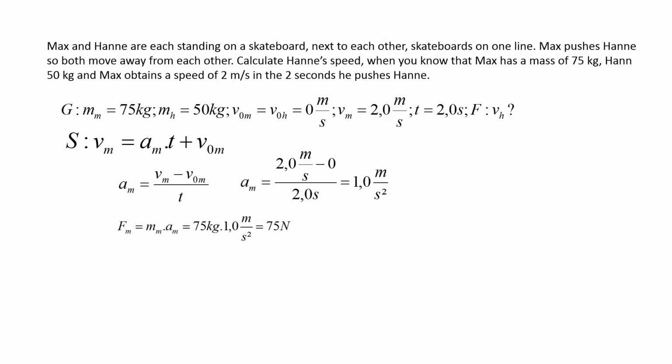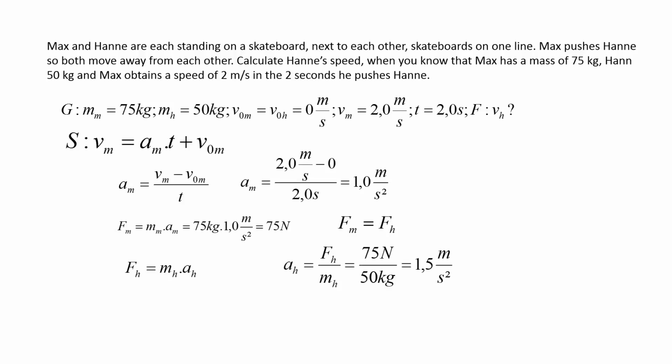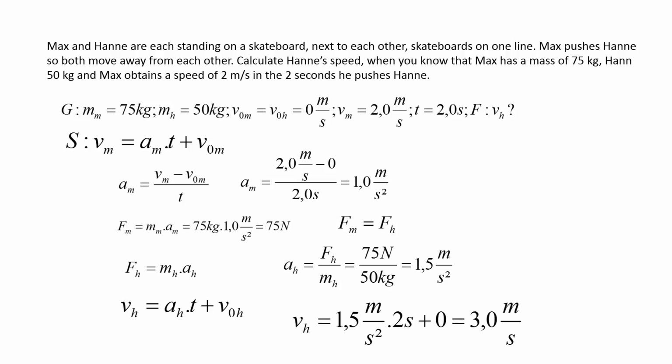This is the force on Max, but this is the same as the force on Hannah, because they are an action-reaction pair. Which means that Hannah also can use second law of Newton with these 75 newtons, and this gives her an acceleration of 1.5 meters per second squared. The same kinematics formula gives that her velocity equals her acceleration times the time. The velocity of Hannah is 1.5 meters per second squared times 2 seconds, which gives us 3 meters per second.